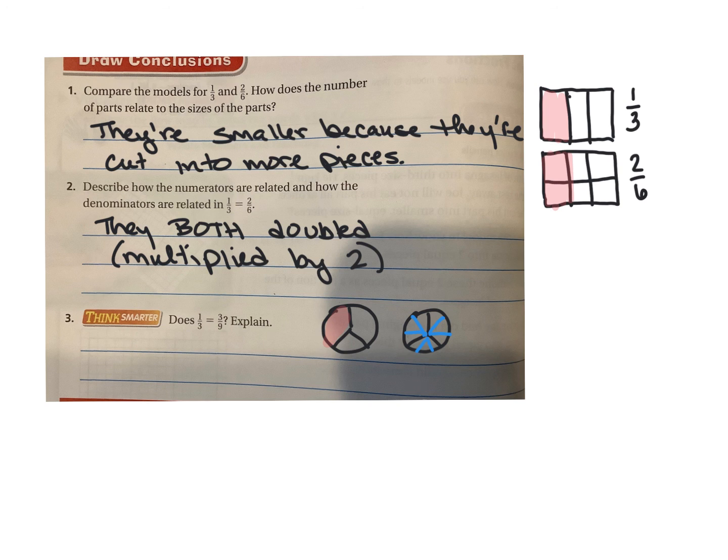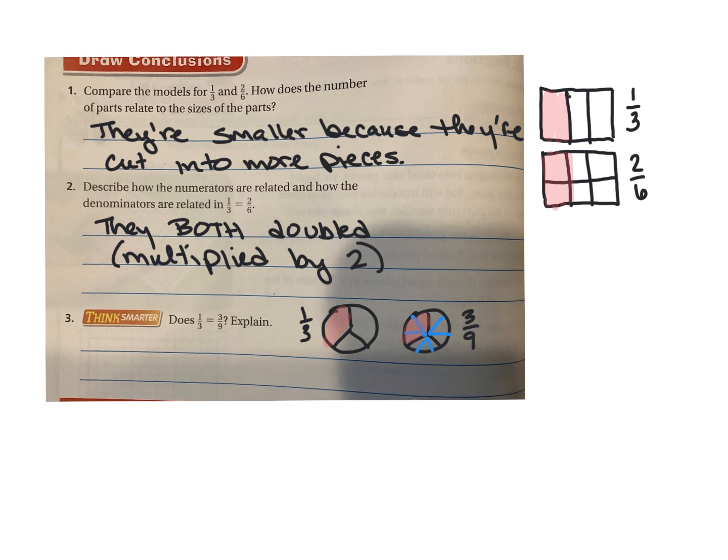All right. Now I need 3 out of those 9 pieces. 1, 2, 3. So here was the 1/3. And here is the 3/9. 3 out of 9 equal pieces. 1, 2, 3 shaded out of 1, 2, 3, 4, 5, 6, 7, 8, 9 equal pieces. Are they equal? Are they equivalent? Yeah, that amount is the same as that amount, right?